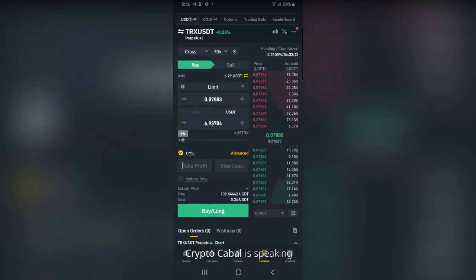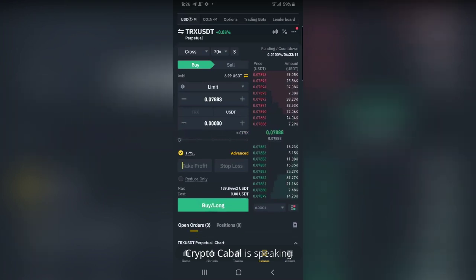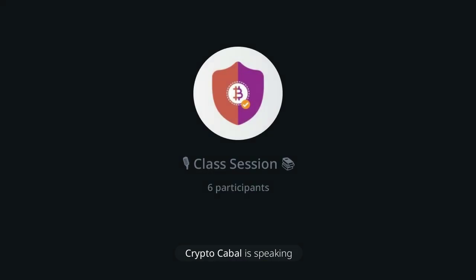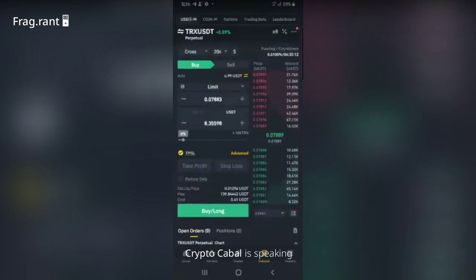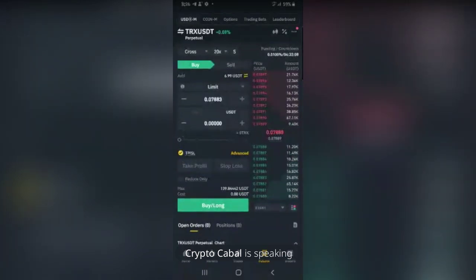Now that point is actually used to input the amount you want to risk. If you want to go into that trade, look below, you can see a point showing max and cost. You are not supposed to be looking at that max. You should be looking at that cost, because that's the actual amount you are going into the trade with.